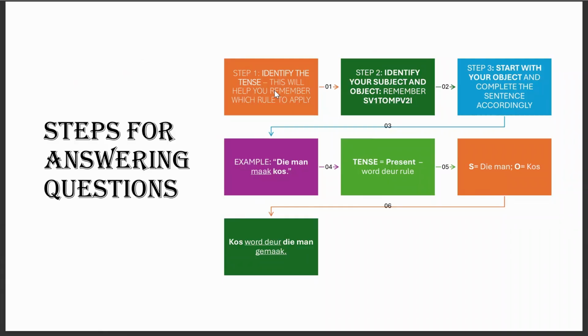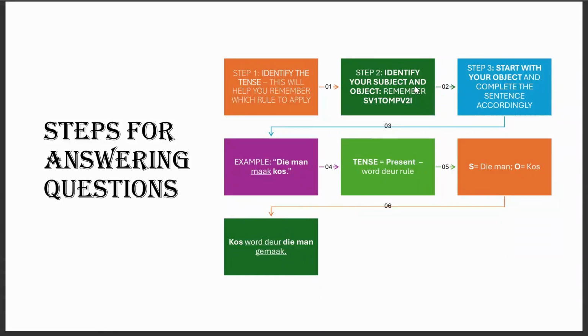Okay. Once you've done that, so you've identified the tense and the rule that's applicable to that tense, you move to step 2, which is identifying your subject and your object. Remember Stompie. Okay, why am I saying remember Stompie? Stompie applies to everything. Very important for you to remember that. So you identify your subject and your object.